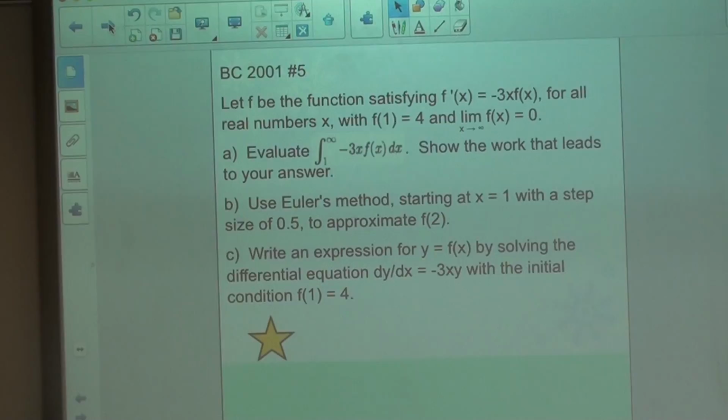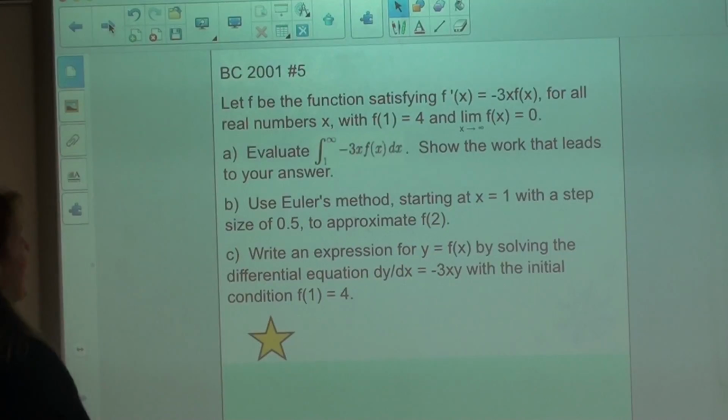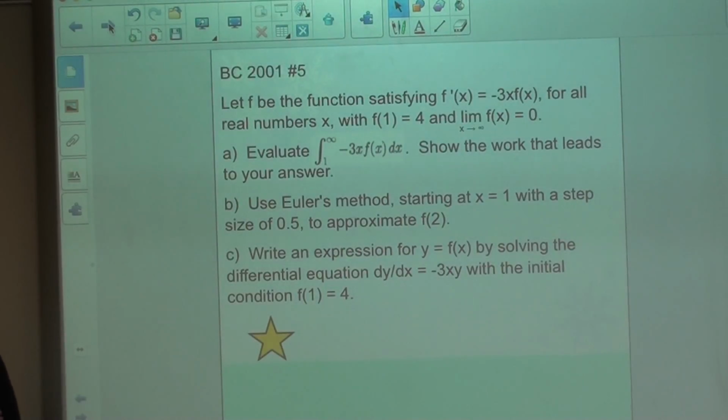Fantastic. So, 2001, number 5 on the BC calculus exam. We're going to do the whole problem. Now, part A is a topic we have not learned yet. We will learn it at the end of this unit, so we've got a couple weeks before we get to this. But I think you guys can figure out part A without me teaching you anything. If you don't get it, that's okay. But I think you can figure it out. If you kind of try to figure out maybe this is this and this is this, you'll probably get it.